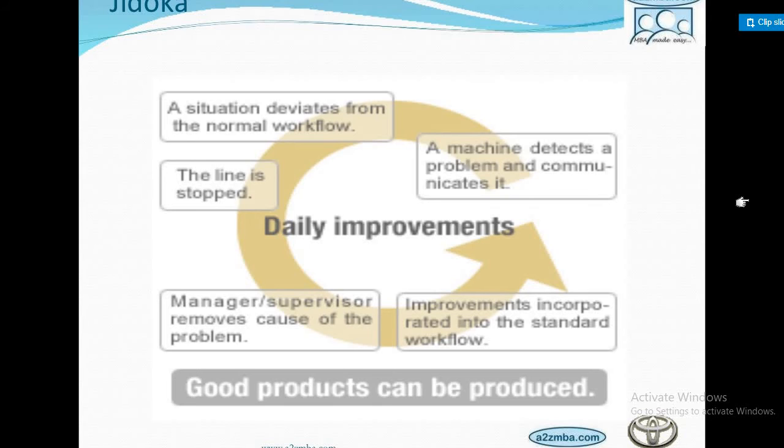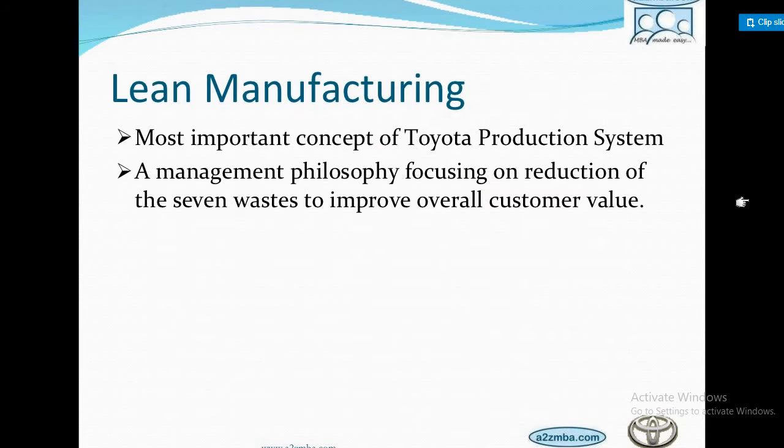A situation deviates from the normal workflow. If a problem is there, then our situation will deviate from the normal workflow. The line is stopped. Whatever the problem is, our line is definitely going to stop, okay. The manager or supervisor removes the cause of the problem. The improvement is incorporated into the standard workflow. So this Jidoka system will help us to produce good products, okay.